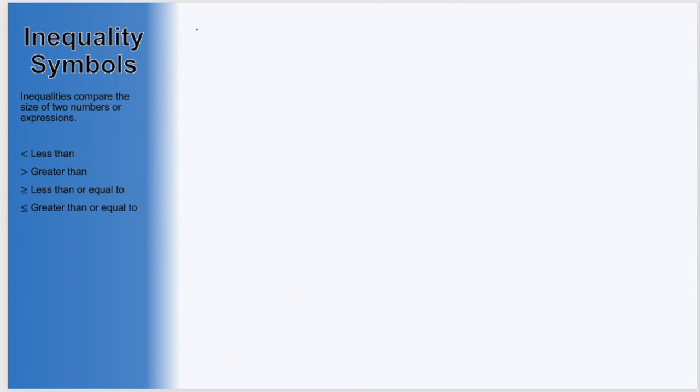Let's try using the correct symbol to relate the numbers 8 and 3. If we wrote these two numbers with 8 on the left and 3 on the right, what symbol should go in the middle? From our everyday understanding of numbers, we realize that 8 is the bigger number of these two, so our symbol should open up towards the 8. And this symbol is the greater than sign. So if we read this, it would be 8 is greater than 3, which is correct.